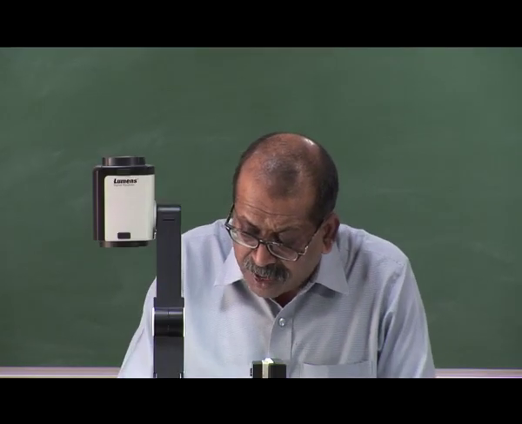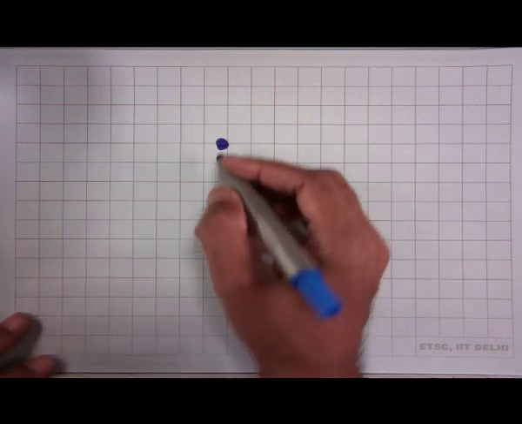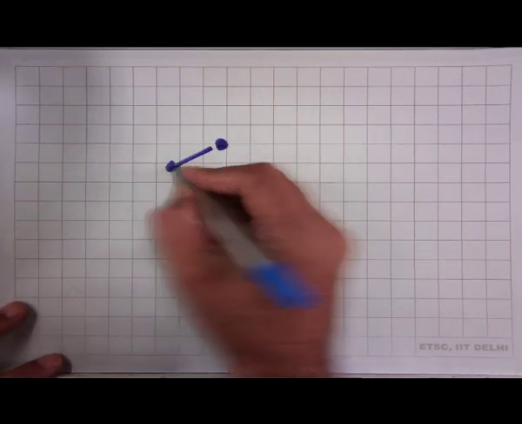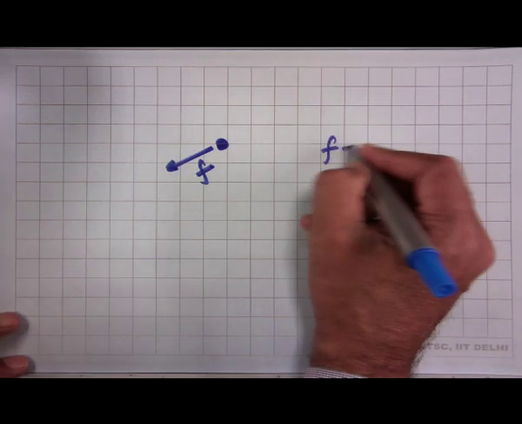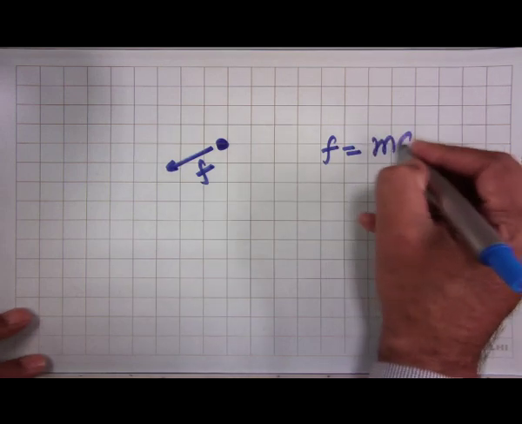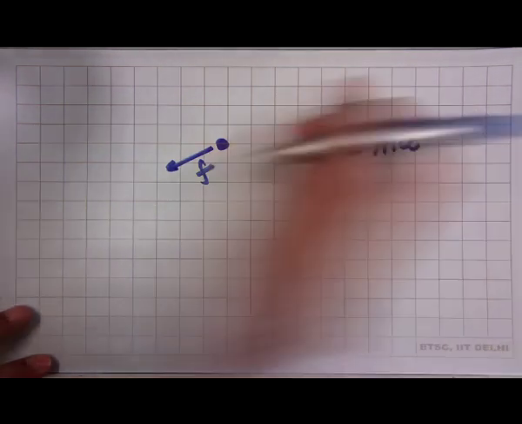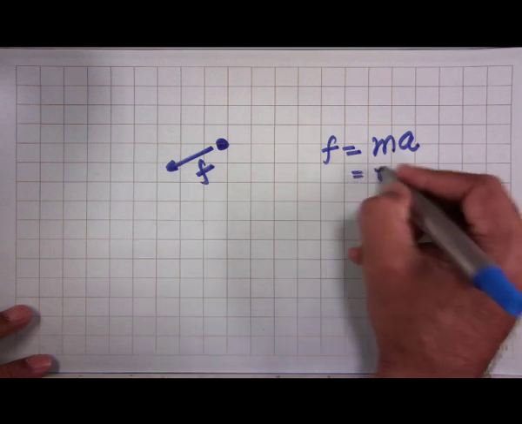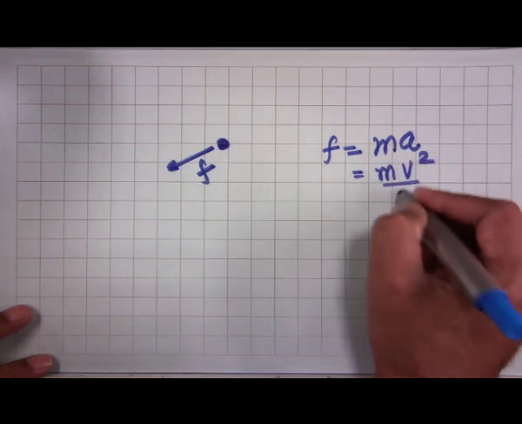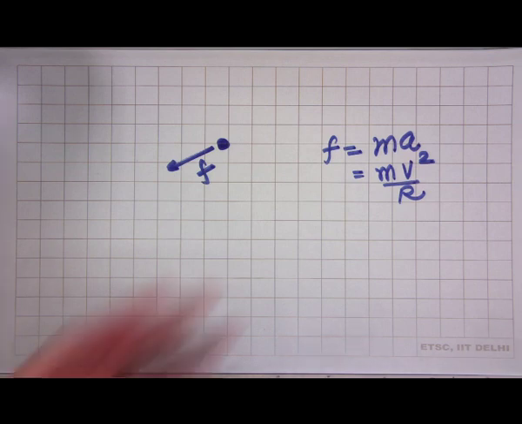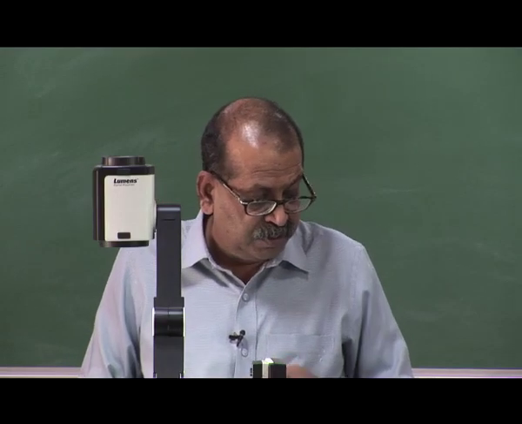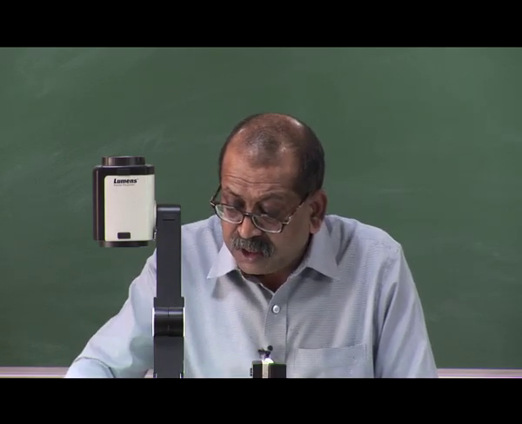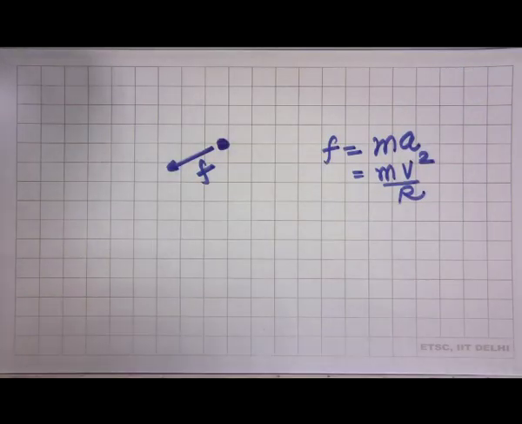So, the unbalanced external force acting on the passenger is the force of friction between the seat and the passenger, and this force F is equal to mass times acceleration in the central or radial direction, which we will write as mv square upon r. So, friction provides this acceleration to the passenger, and the direction of friction is towards the center of the circle.